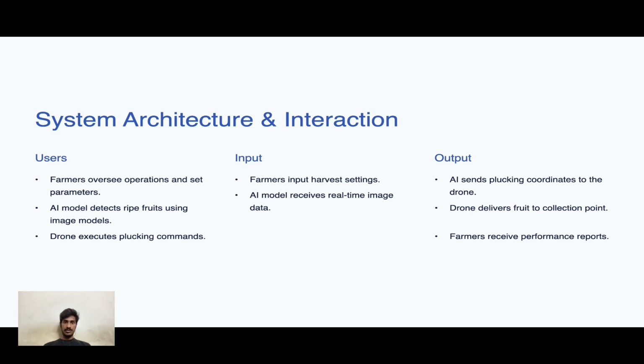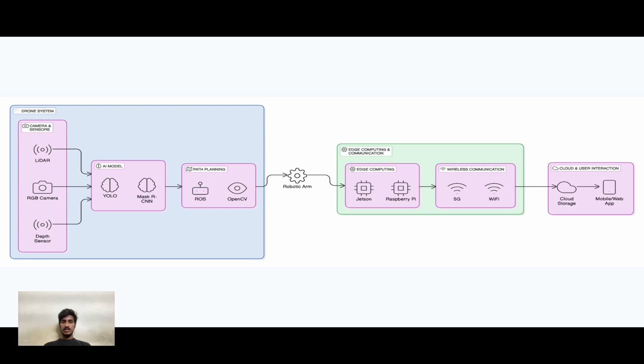This is the system architecture. This is the system architecture diagram, and this is how it works. As you can see on the left-hand side, there are three components: LiDAR, RGB camera, and depth sensor. The depth sensor is used to calculate the distance between the drone and the fruit, and the RGB camera is used to capture the image of the tree. We're going to calculate the coordinates, add the depth data to it, and send them first to the YOLO model.